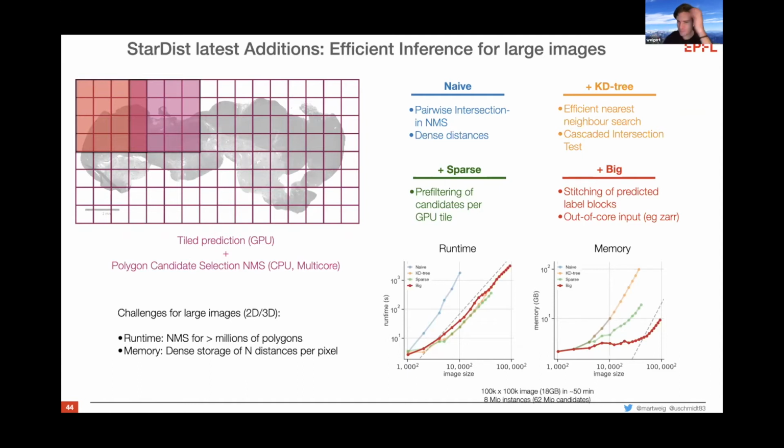Just to give you a ballpark: for an 18 gigabyte, 100K by 100K whole slide image that we tested in pathology, it takes roughly 50 minutes. And it gets, at the end, 8 million nuclei from 62 million candidates. So this is feasible. It still takes a little bit of time, but it should scale almost linearly and should work for these types of images.